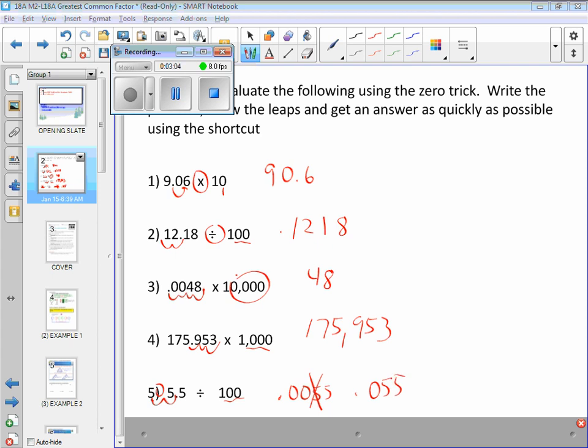Okay? So that's what you're going to expect tomorrow. 20 questions, 5 minutes. Okay? Lesson 18A is all about greatest common factor. Can you raise your hand, especially you, because you're from out of district. Have you done greatest common factor before? Yeah. GCF? Have some experience with it?